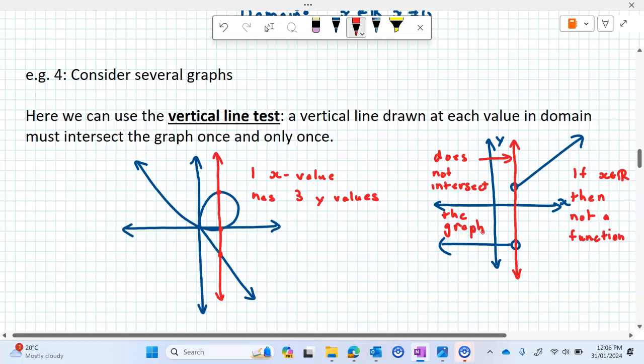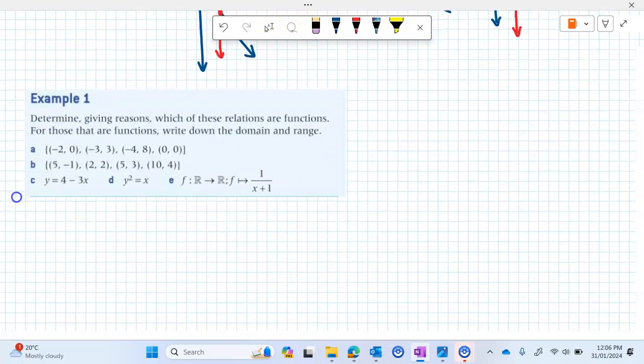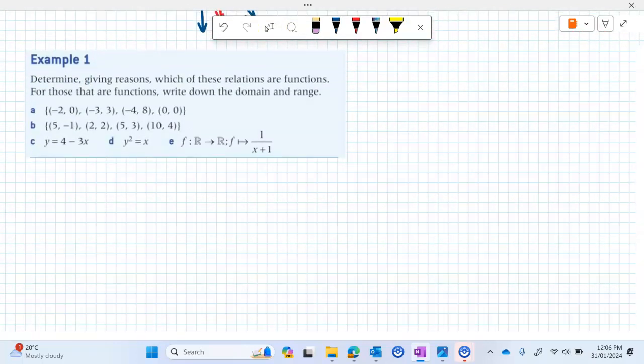Okay, alright. So here's an example from the textbook. Determine, giving reasons, which are the functions, or rather which are the relations of functions. For those that are, write down the domain and range. Well, if I look at the first one, we can see that all those x values are different. So there aren't 2 points with the same x value and different y values. So this is a function.